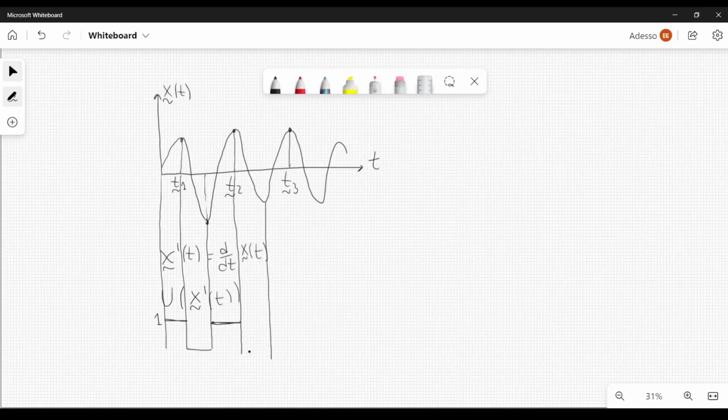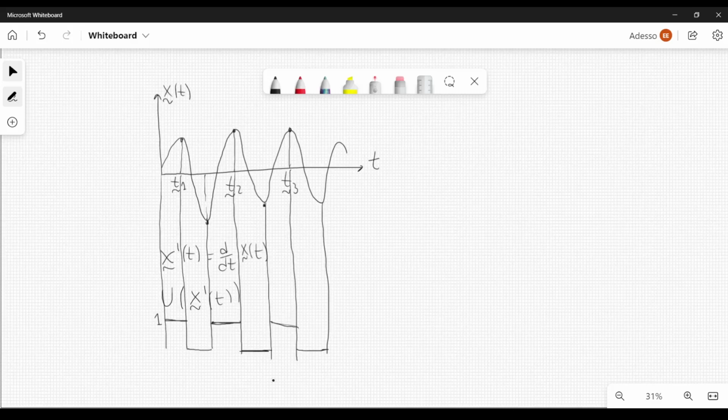And of course you get the idea. Here it will be equal to 0. Then from this point to t3 it will be 1. Then it will decrease here, and so on and so forth.